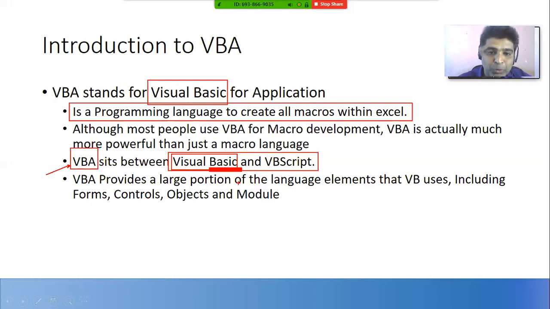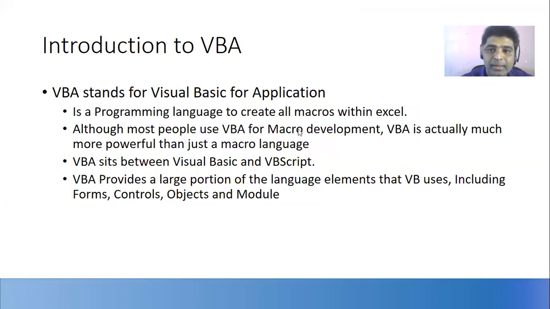VBA provides a large portion of the language elements that VB uses. In Visual Basic, we use different components like classes, objects, forms, and things. Here also we use similar things. We create user interface forms. We use the concept of classes, objects, modules, and all these things. So most of those components used in Visual Basic are also used in VBA, including the forms, controls, objects, and modules. Clear?